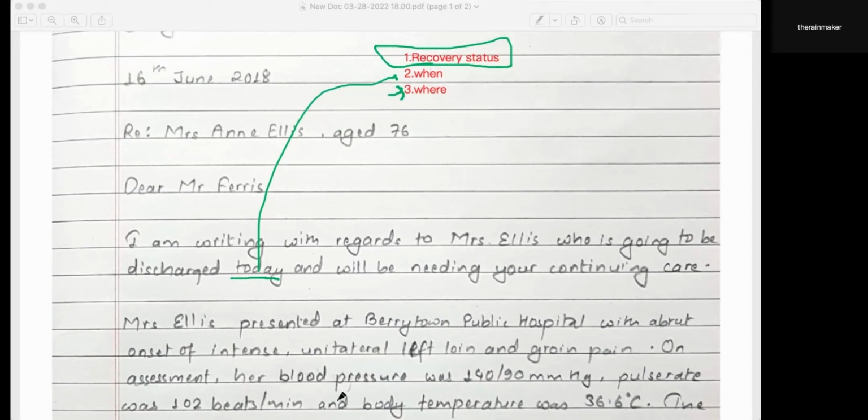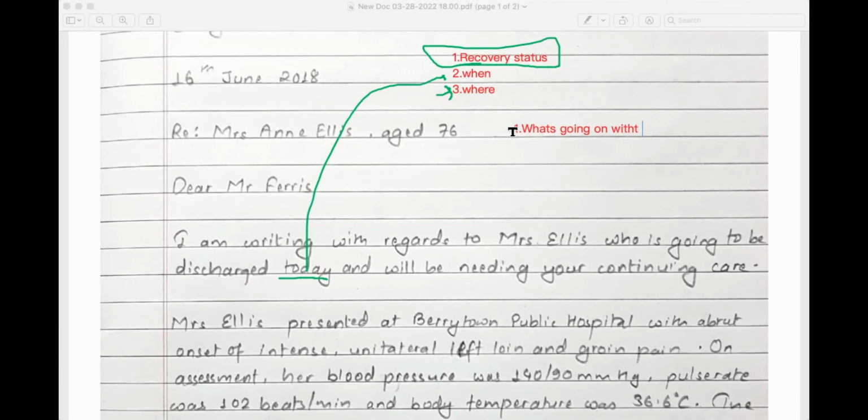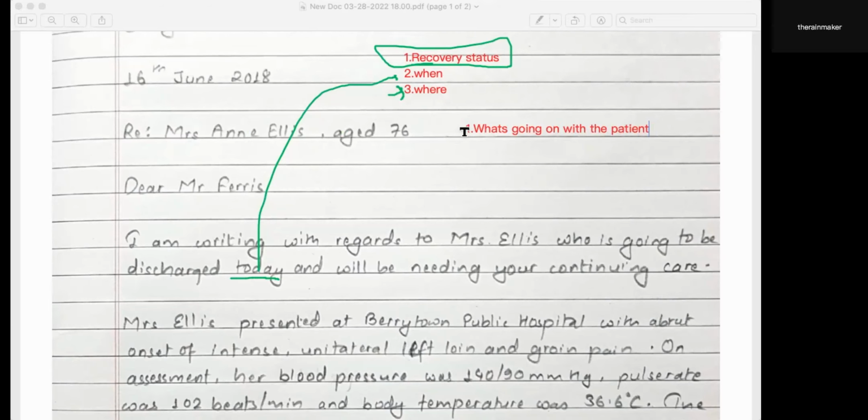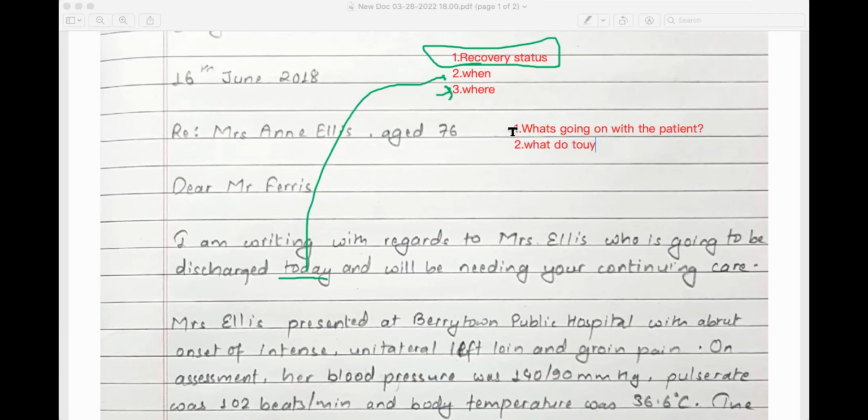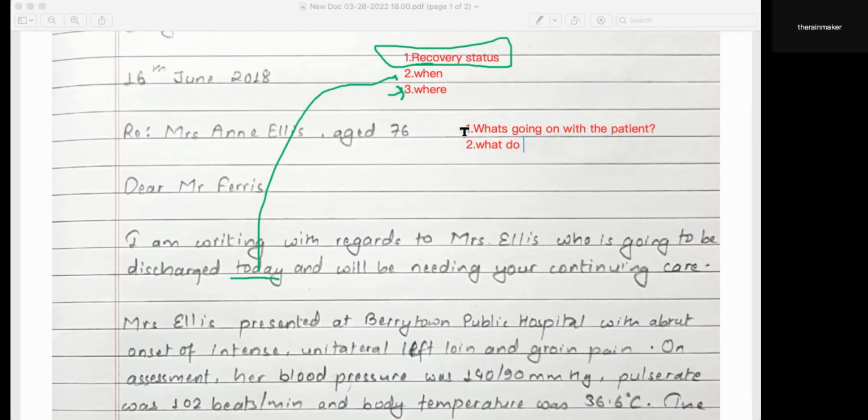So there are two ingredients I talked about, isn't it? The two ingredients of introduction. Number one is what's going on with the patient? And the second one is, what do you want from the reader? You want follow-up care. You've already given continuous care. What do you want from the reader?